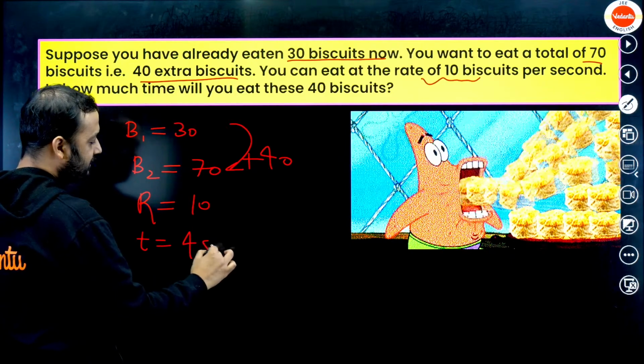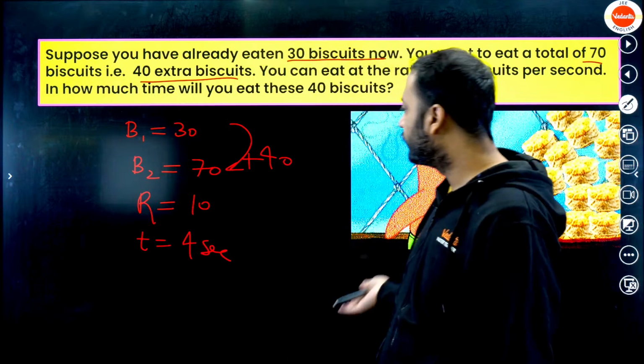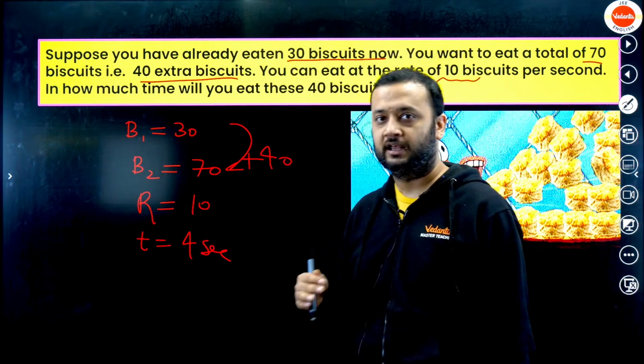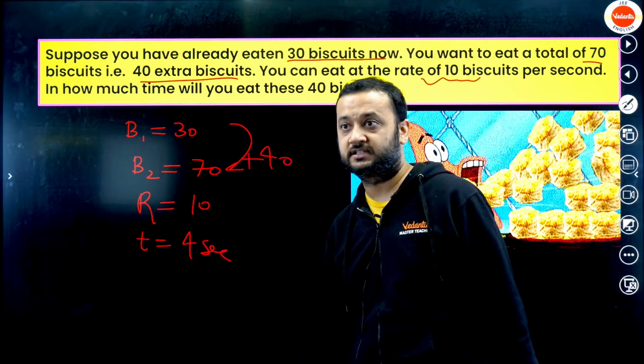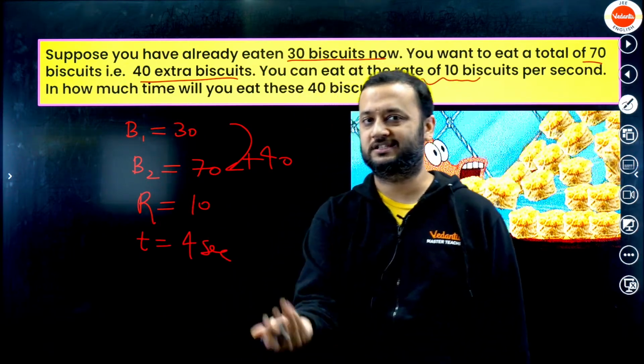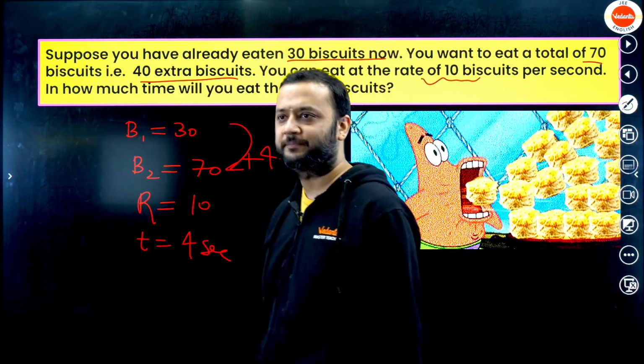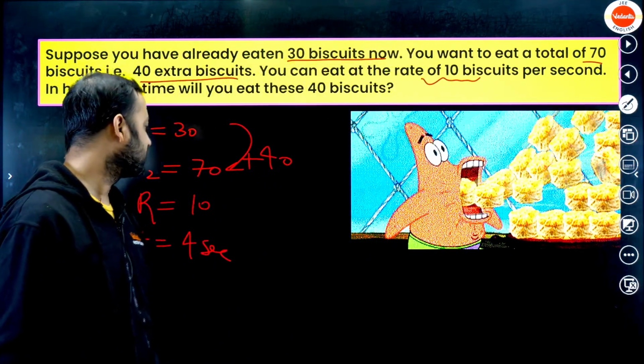4 seconds. Very obvious, right? You already had 30 biscuits in your stomach. Now you wanted to eat 70 biscuits total. That means you had to eat 40 extra biscuits. So we can say that, and you are eating 10 biscuits per second. So in how much time will your stomach have 70 biscuits? Simply, 40 by 10. So 4 seconds.